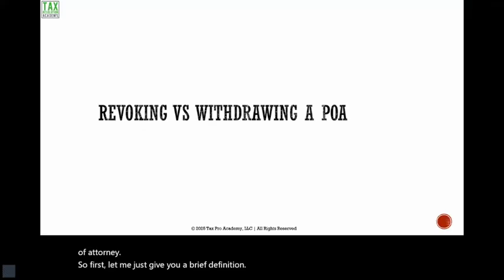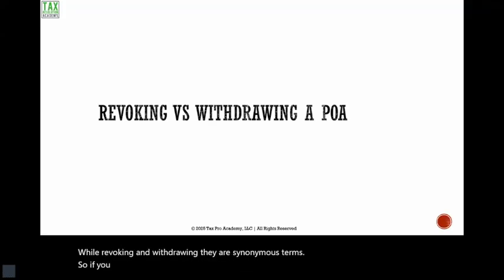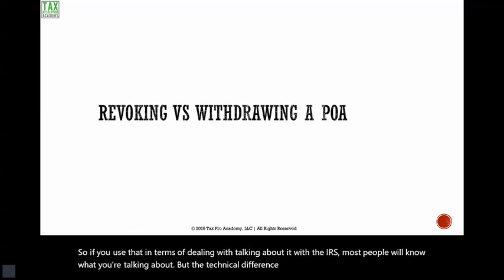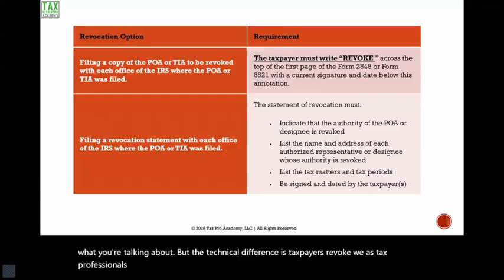While revoking and withdrawing are synonymous terms, so if you use that when talking about it with the IRS, most people will know what you're talking about. But the technical difference is taxpayers revoke, we as tax professionals withdraw. Okay, so we're going to talk about that here.